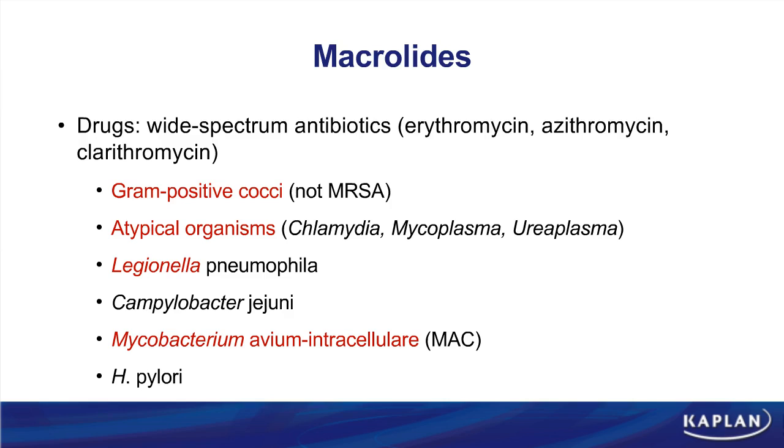Macrolides are also useful for Legionella. And perhaps as you think about chlamydia or mycoplasma or Legionella, along with gram-positive organisms like Streptococcus, you might be thinking about causes of pneumonias, which we'll discuss on a later slide. Macrolides are also useful for Mycobacterium avium. Many times we abbreviate this as MAC, Mycobacterium avium complex. So remember the use of these drugs for that organism.